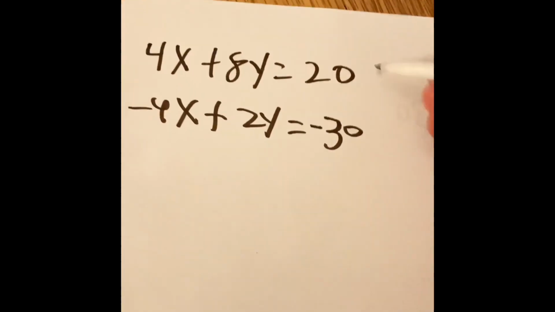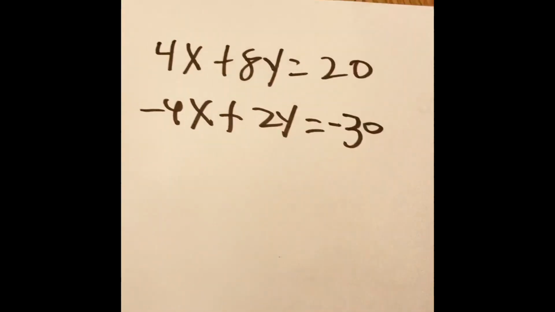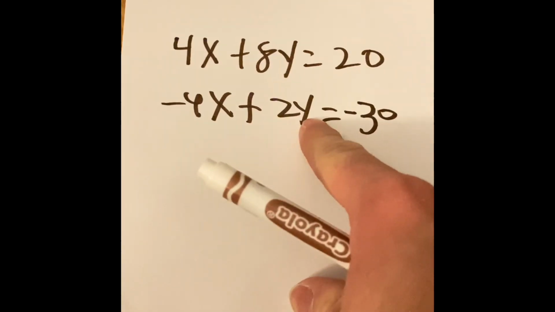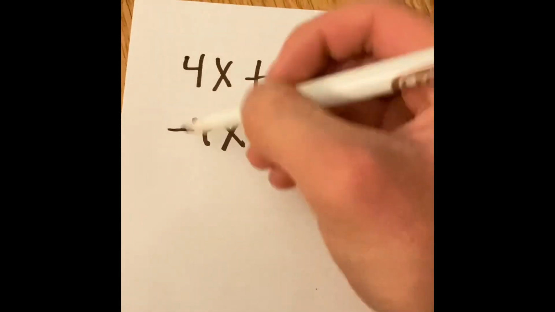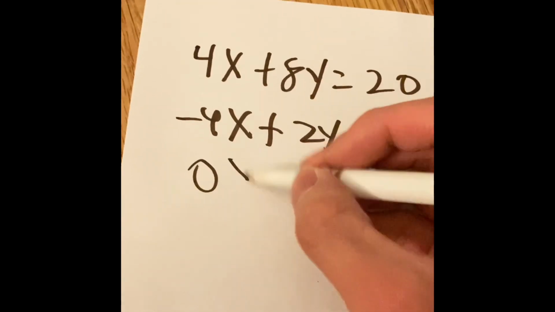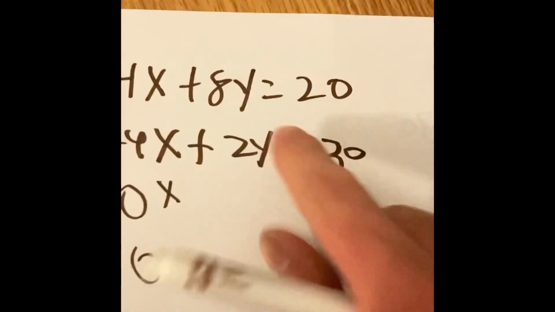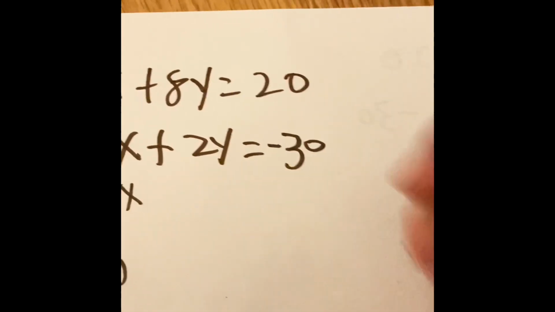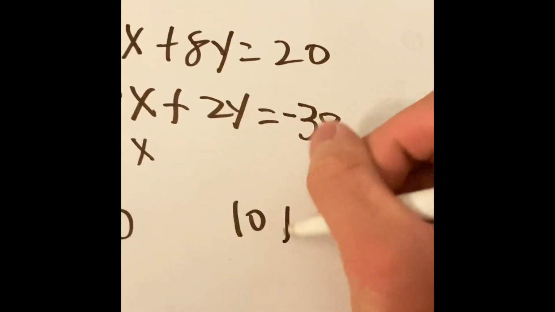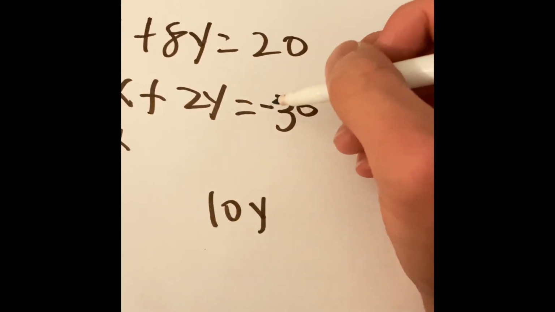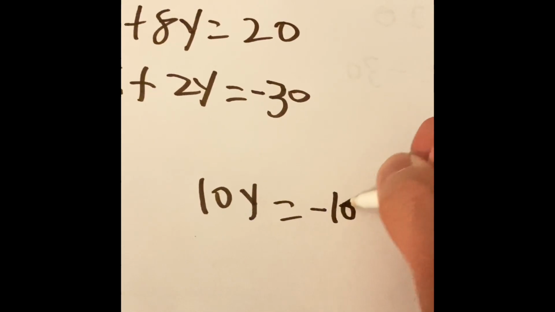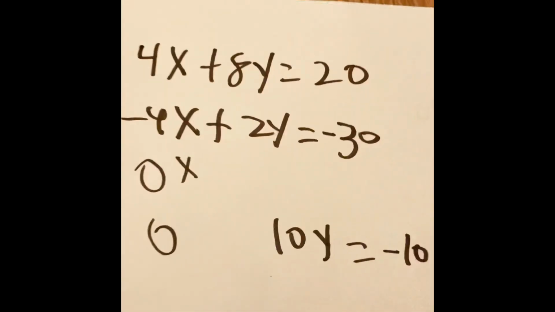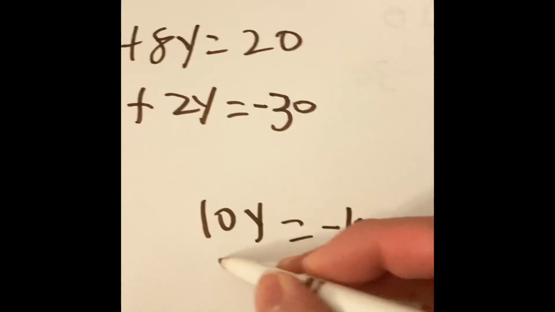So, with this example, we're gonna have the same steps again. But this time, instead of isolating y or eliminating y, we want to eliminate the x. So, 4x plus negative 4x is 0x, or just 0. So now we can focus on the 8y plus 2y, that is 10y. And 20 plus negative 30, that's going to equal negative 10. So, later, we're going to reappear the x variable again.